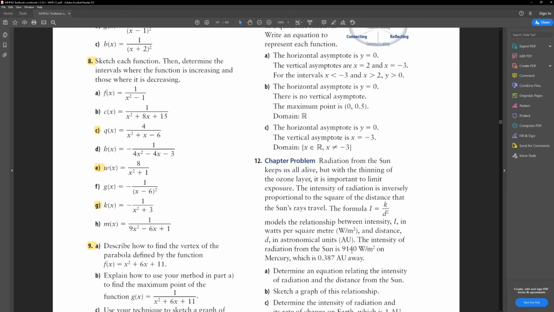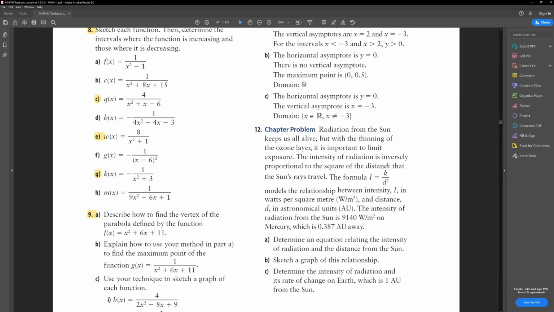Then we have question 9, which I thought was rather interesting. Describe how to find the vertex of a parabola defined by the following function. Okay, so we have something that can't be factored, right? Because we're trying to find something that multiplies to 11 and adds to 6. 11 is not factorable, so we don't have any luck here. What you would do is apply the quadratic formula, right?